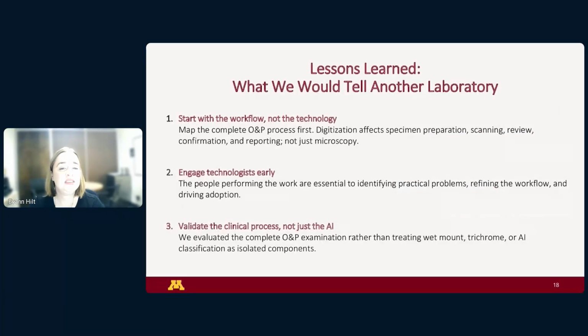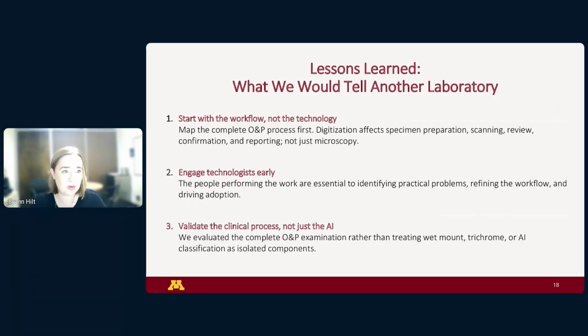So, lessons learned: what would we tell other laboratories out there? The biggest thing, and I want to stress this, is to start with your workflow, not necessarily the technology. Truly map out your entire O&P process and figure out where digitalizing and using this AI screening tool can affect your specimen prep, scanning, review, confirmation, and reporting. It's not just the microscopy piece, it's the entire workflow in and of itself.